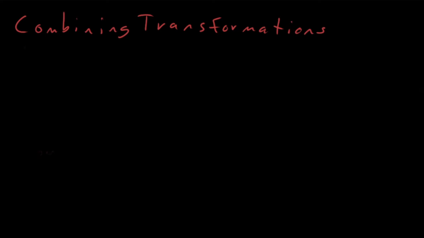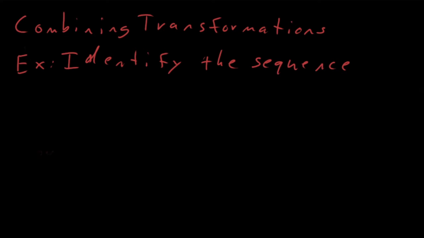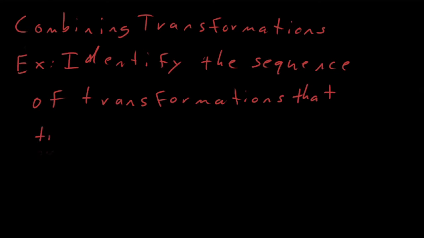All right. So first example, identify the sequence of transformations that transform C negative 7, 4 to C prime 4, 1. And we're given a graph.